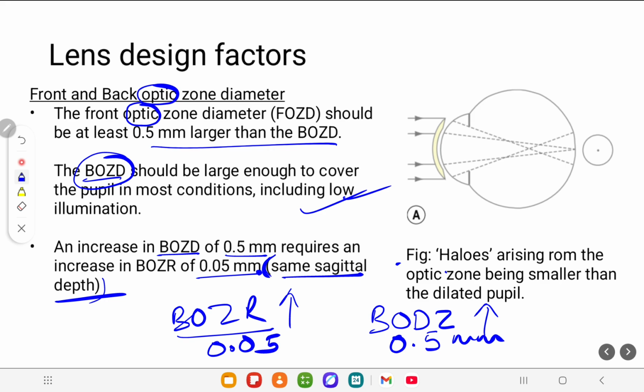Okay, it's very important. So what happens if BOZD does not cover our entire pupil? In that condition, halos arise from the optical zone being smaller than the dilated pupil. Why do halos arise? Because, see in this picture, there is one refraction from the optical zone and another unwanted refraction from the periphery zone. There is a lot of light focused and defocused, and it will create halos. Just remember it, it can be asked in your viva.